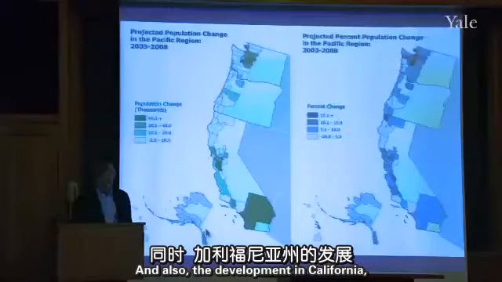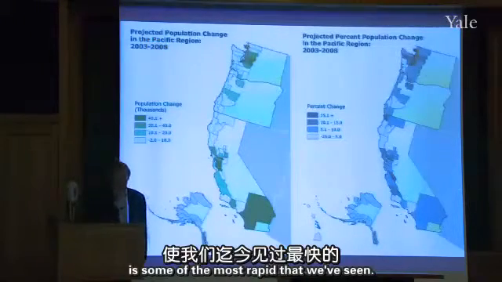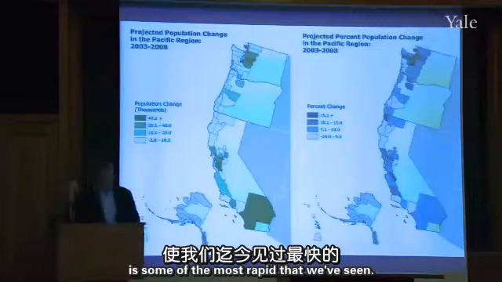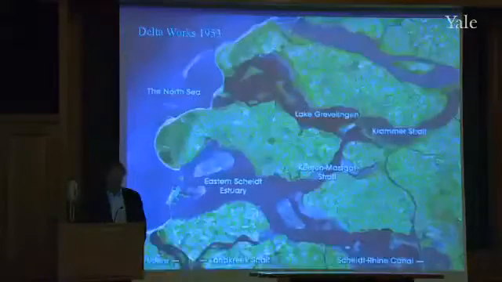And also, the development in California in the southern part of the state is some of the most rapid that we've seen, although the recent housing crisis has slowed that.